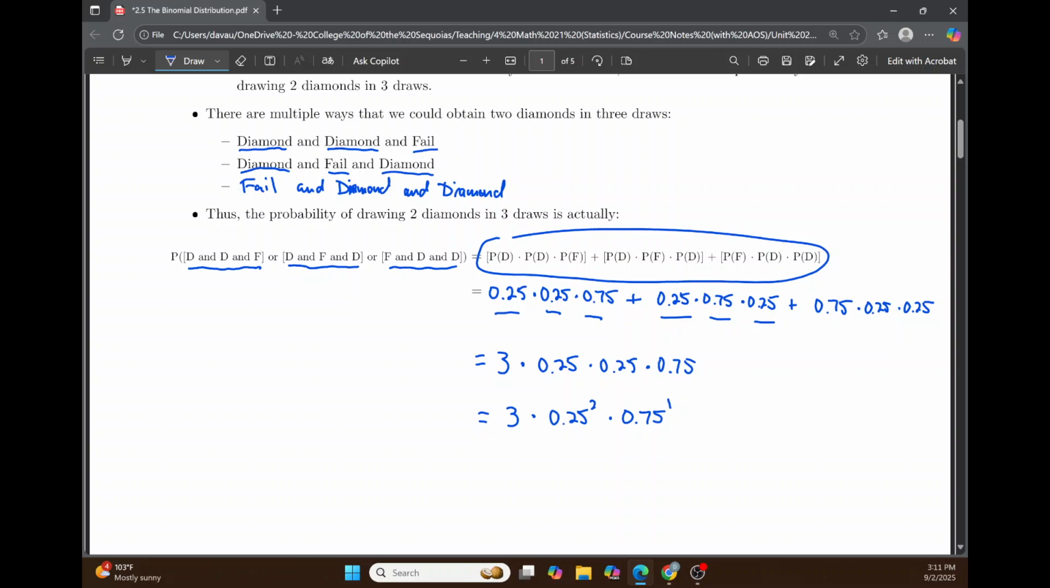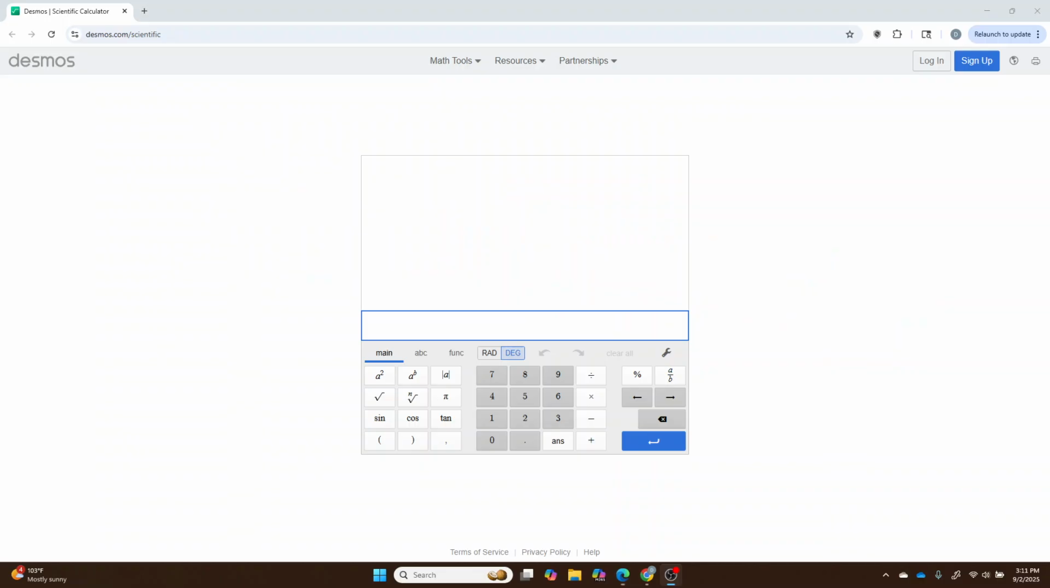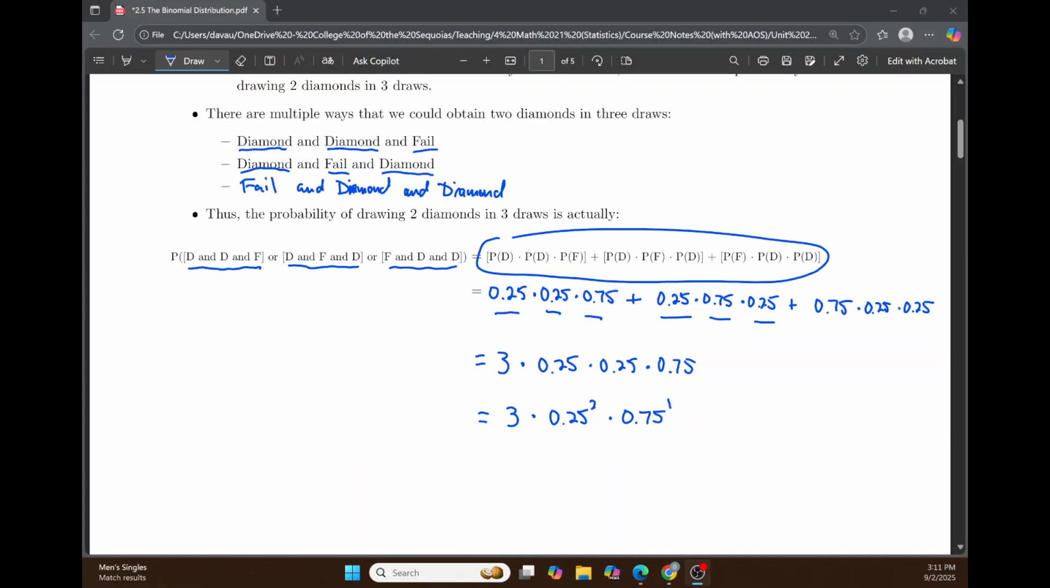So let's just head over to Desmos and type that into our calculator real quick. So we're going to have 3 times 0.25 squared times 0.75. Okay, so that's about 0.1406-ish.